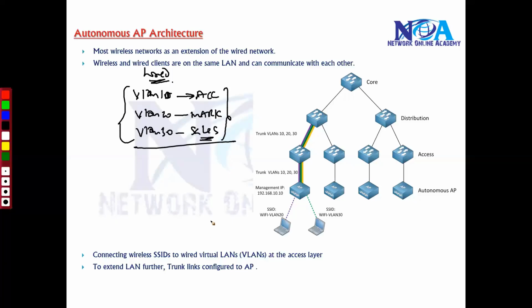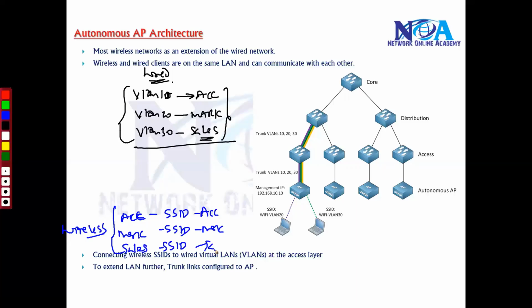But now the question is, we also have wireless users. I have wireless users in the accounts department, the marketing department, and the sales department. These users belong to the same departments, but they are not connecting to the wired infrastructure; they are connecting through wireless. So what we'll do is configure something called SSIDs. Each VLAN or each separate department will be configured with a separate SSID. For the SSID names, you can give VLAN 10, or simply accounts, marketing, sales, or you can say 10, 20, 30, just to identify the VLANs.